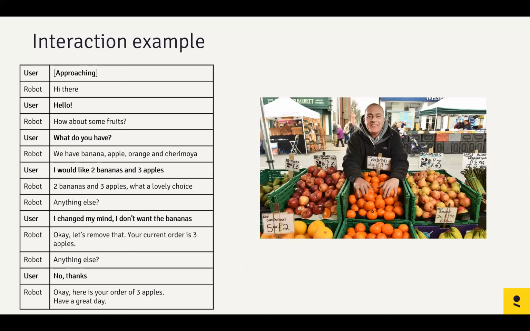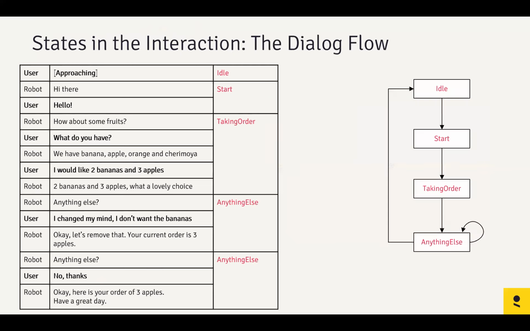So then is the question, how do we approach this? How do we define this interaction? Well, a very, very useful way of looking at this is to define the different states that you go through in this interaction. And then we can develop this using a state chart formalism.